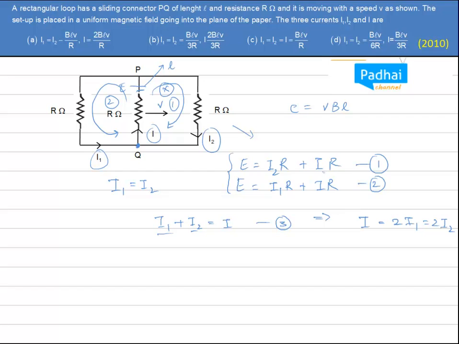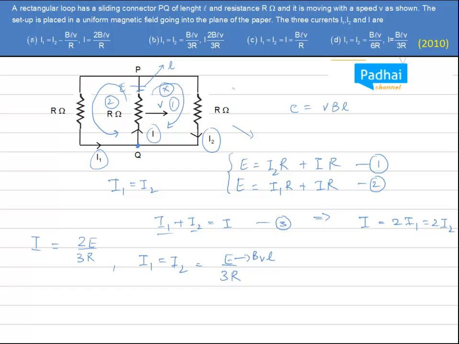Now if I put these values over here and calculate, I will get I equal to 2E by 3R, and I1 equal to I2 equal to E by 3R. And E is BVL. So that means option B is correct. I1 equal to I2. In fact, we could have easily eliminated option A right from the start. So this could have been easily eliminated, and hence, if we calculate the entire thing, option B is the correct answer.